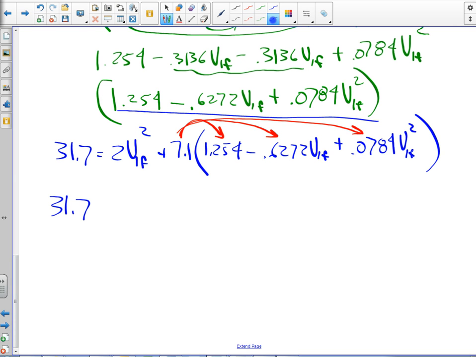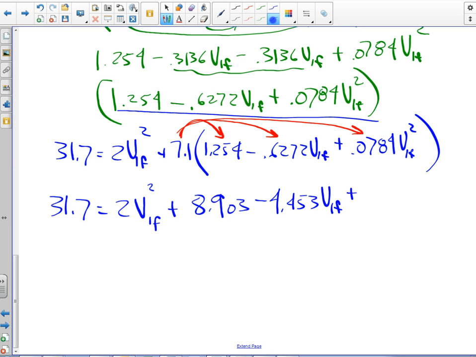So 31.7 equals 2 times V1 final squared plus 7.1 times 1.254, which equals 8.903, minus 7.1 times 0.6272, which is 4.453 V1 final, plus 7.1 times 0.0784, which is 0.553 times 2.566 V1 final squared.